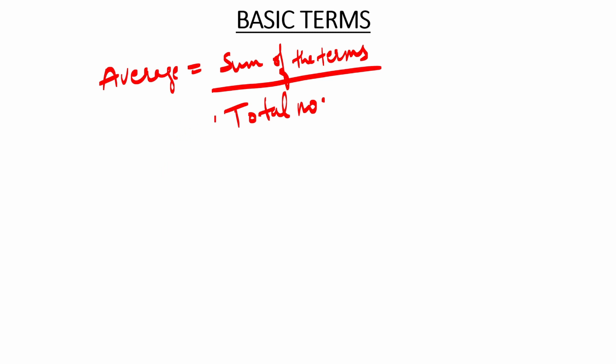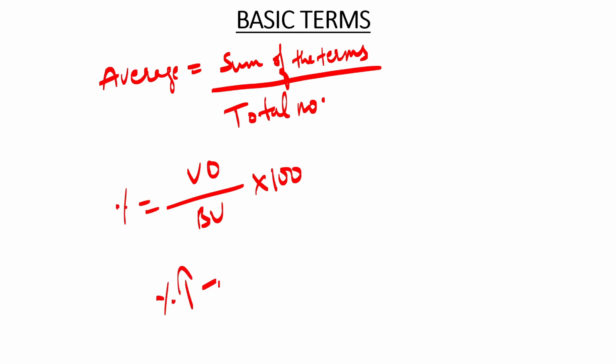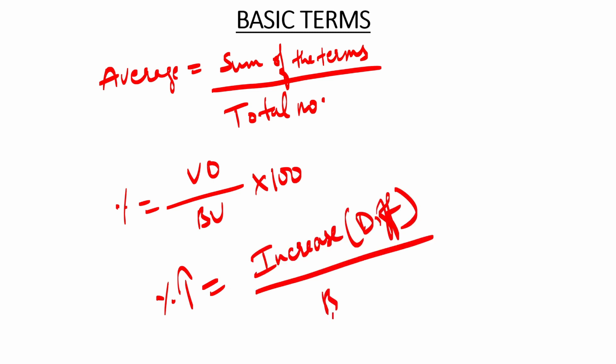Percentage is the value divided by the base value, multiplied by 100. And we have percentage increase. For percentage increase, we take the increase, that is the difference, divided by the base value, into 100, whereas for percentage decrease it will be the decrease divided by the base value, into 100. Same goes with percentage change. Percentage change is calculated as the difference between the values divided by the base value or the original value, into 100.